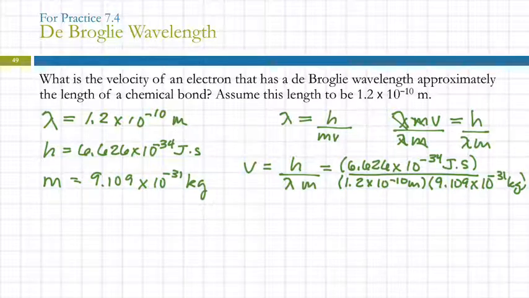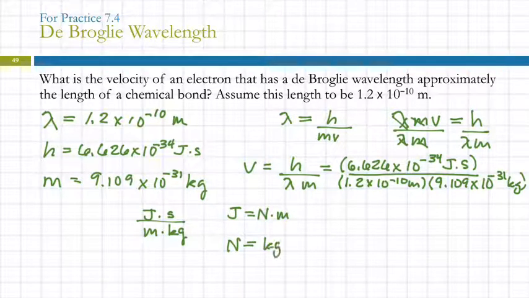Now, the units look pretty messy there, don't they? So we've got joules and seconds in the numerator. We've got meters and kilograms in the denominator. Well, a joule is equal to a newton times a meter. A newton is a kilogram meter per second squared. So if I take joule out and replace it with a newton, which is a kilogram meter per second squared, times a meter, I've got this. The kilograms cancel. One of the meters up there cancels this one. This second cancels one of the seconds. I end up with meters per second.